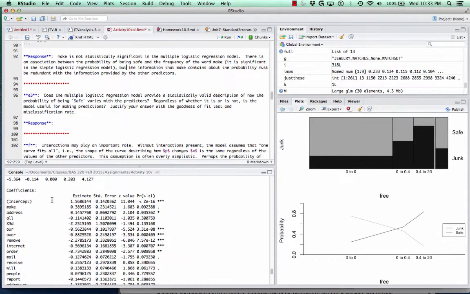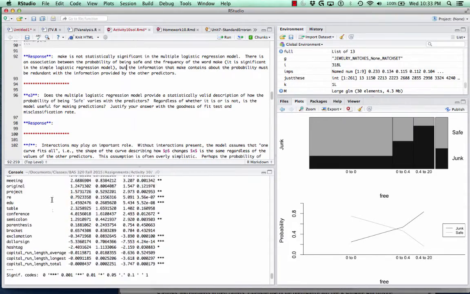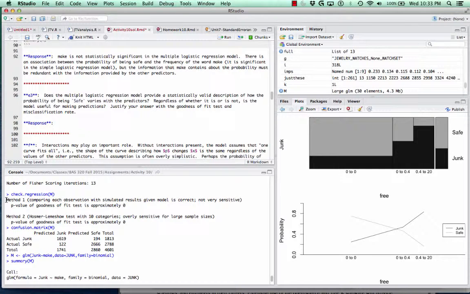All right, so E3 asks us whether or not this multiple logistic regression model provides a valid description of how the probabilities change with the predictors. And once again, what we see is that we failed both goodness of fit tests because the p-values are less than 5%. So no, the behavior of how the probability of being junk and safe is changing with the predictors is more complex than what the logistic curve is specifying. So unfortunately, our model is noticeably wrong, but once again, it could be useful from a predictive standpoint.